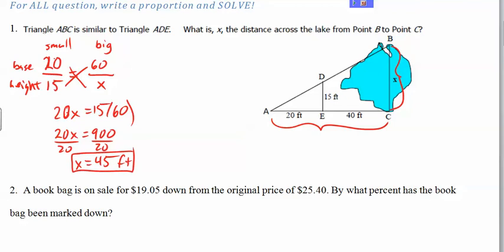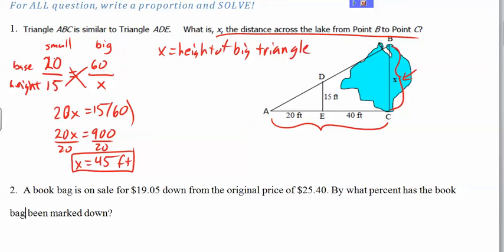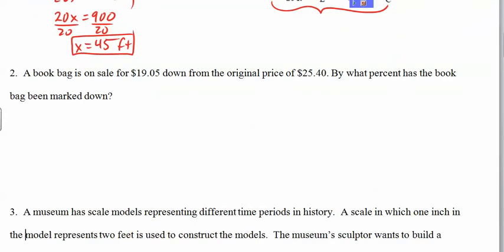Now, I didn't necessarily have to define x here because it was already here, but if you want x equals, well, it already has that, the distance across the lake, so height of big triangle. Okay? And I will try to do that on each of these questions since that's what I asked you guys to do. Alright, let's go ahead and look at the next one.